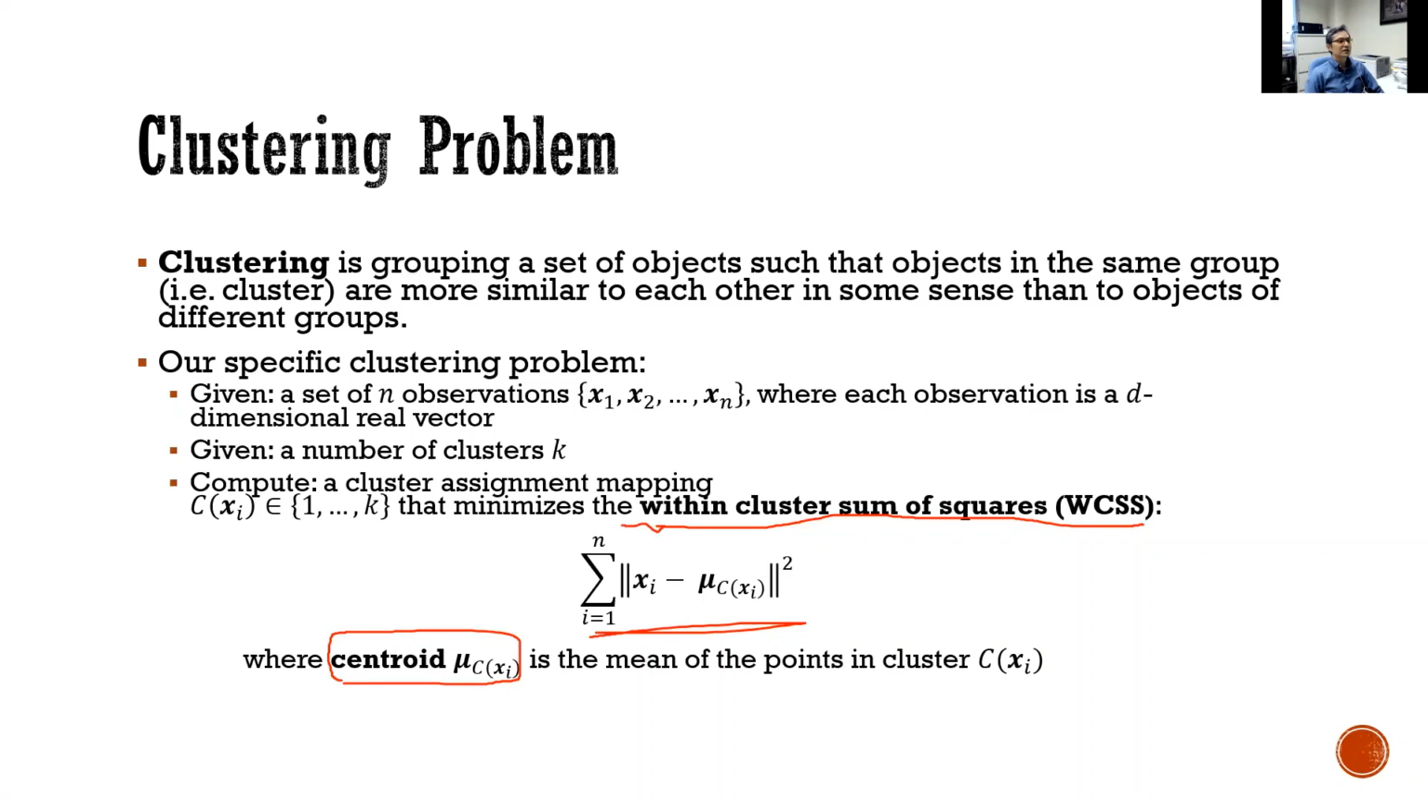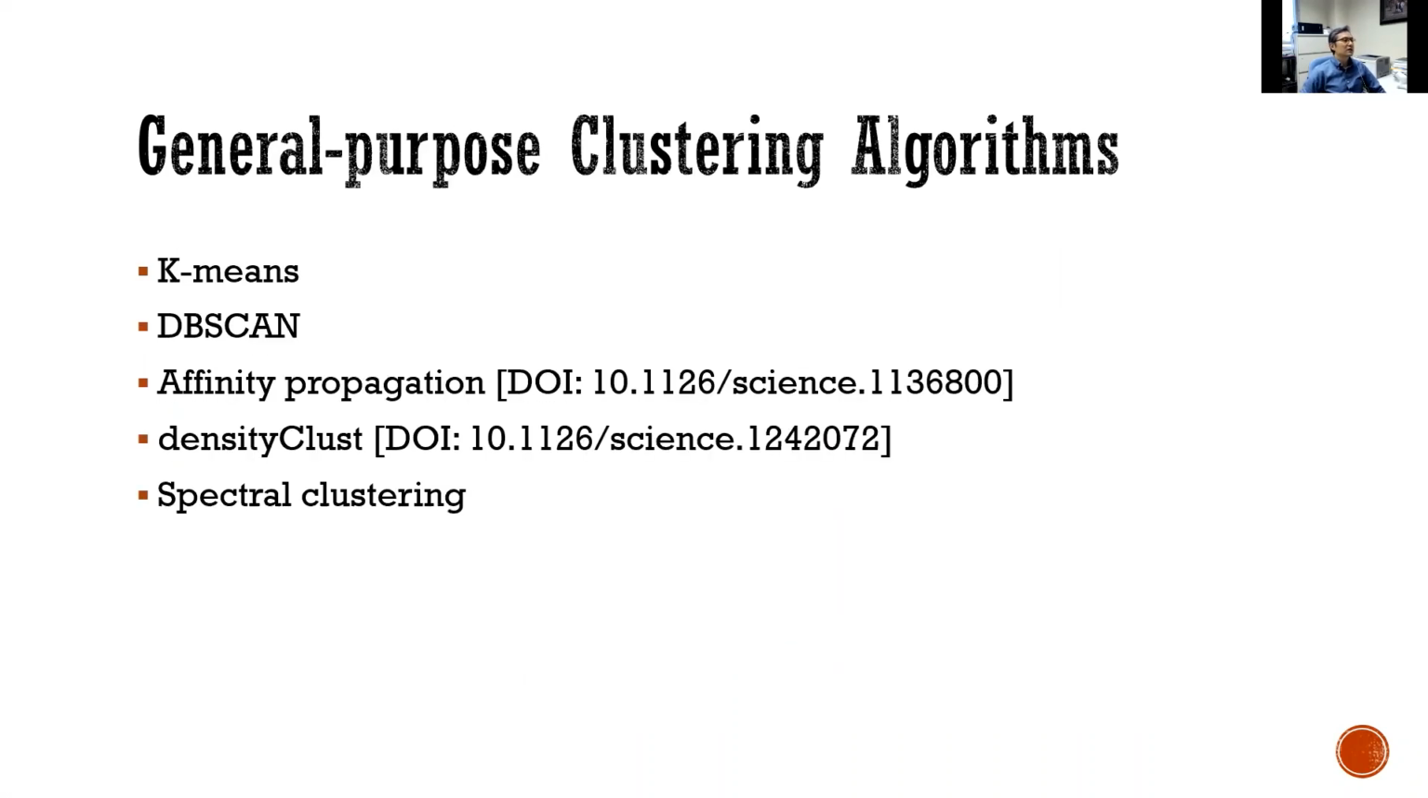The most commonly used partitional clustering algorithms include k-means, DBSCAN, affinity propagation, published in this paper, and also density clustering, and spectral clustering. So we are going to introduce k-means in more detail, and then I will show you the performance of spectral clustering using a real example running on MATLAB.